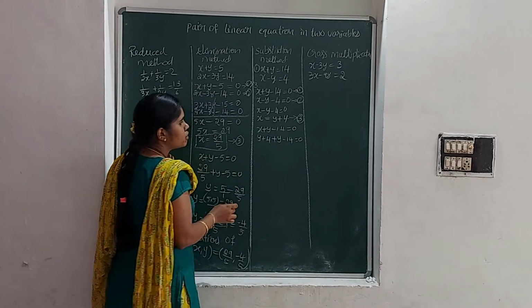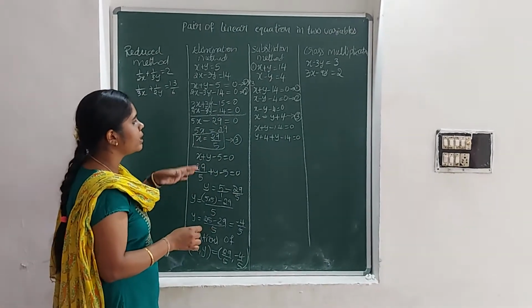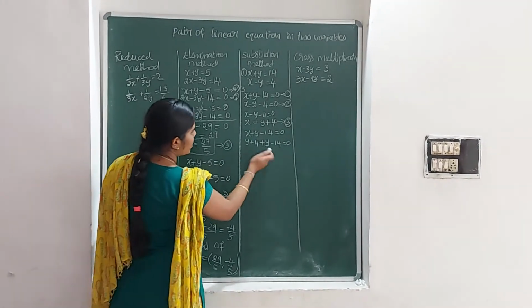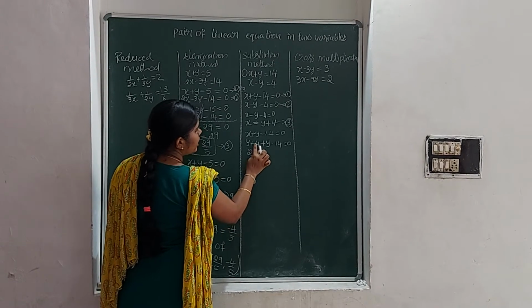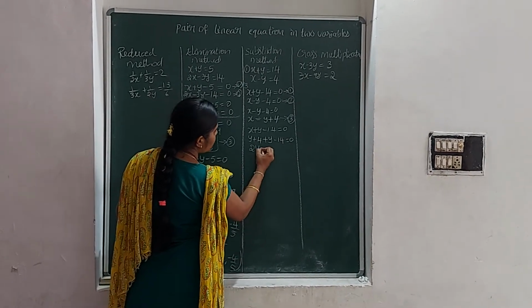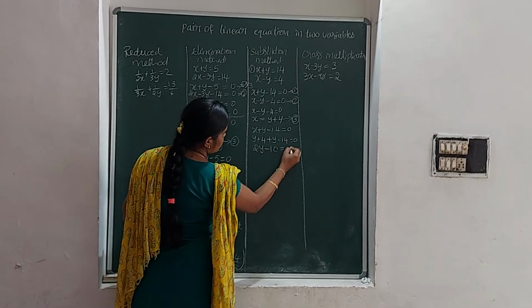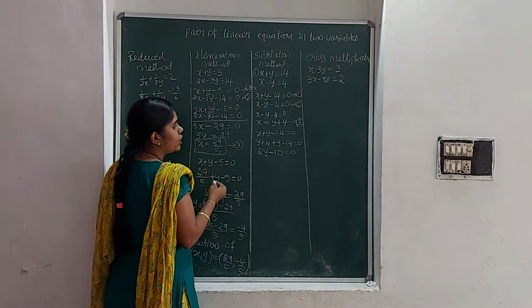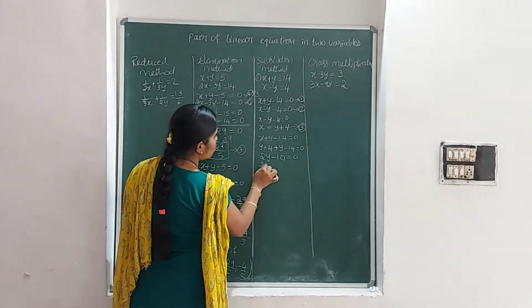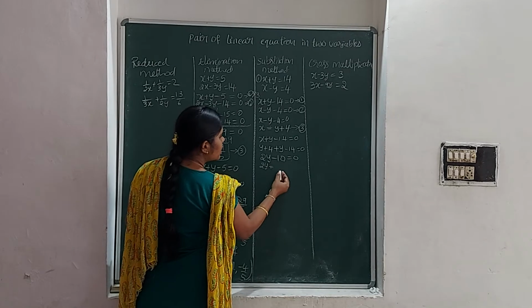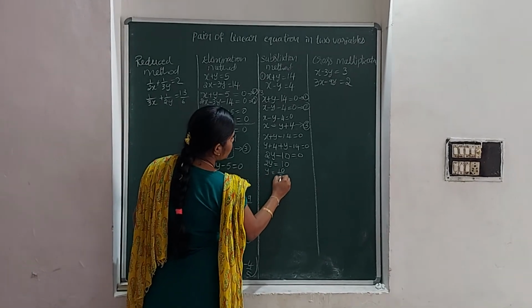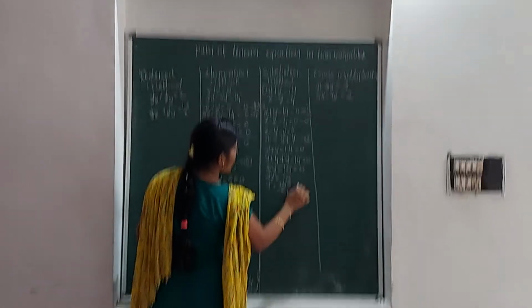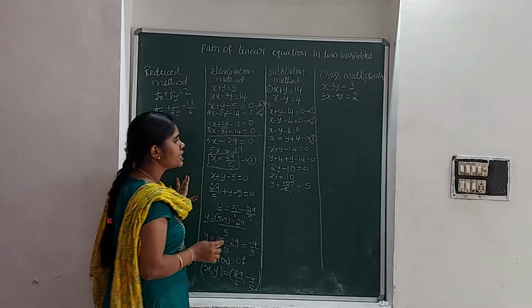So then you have to simplify the constant terms and the variable terms. So y plus y becomes 2y, and plus 4 and minus 14 becomes minus 10, is equal to 0. Then you have to transpose the constant term. 2y you keep as it is, minus 10 becomes plus 10, and y is equal to 10 by 2, 2 5s are 10. So the solution for y is 5.